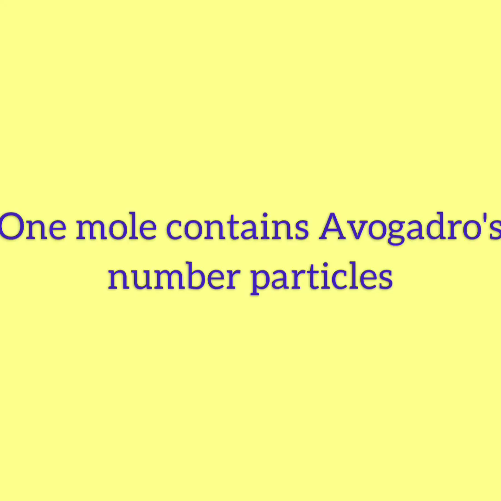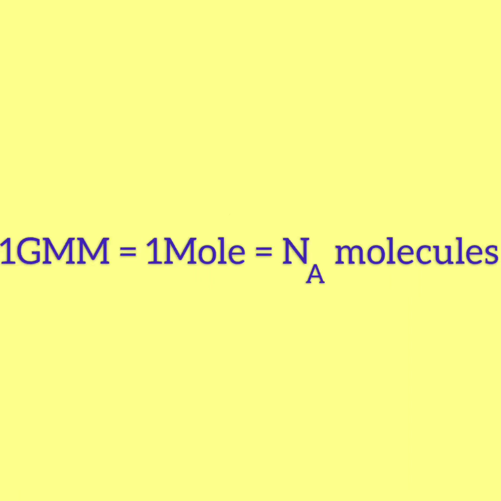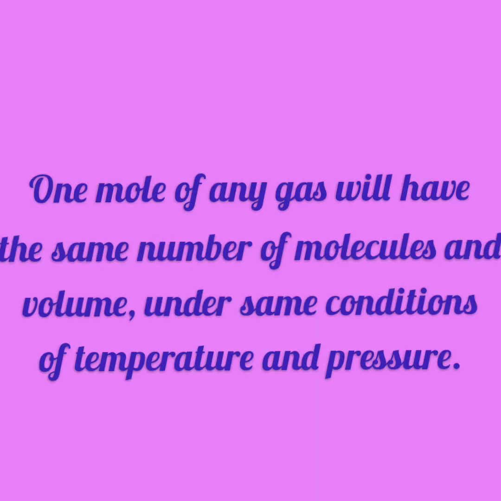Mole is the SI unit which is used to denote the amount of substance which contains Avogadro number of particles. That is, 1 mole of atoms is Avogadro number of atoms and 1 mole of molecules is Avogadro number of molecules. So we can say that 1 GMM is equal to 1 mole, which is equal to 6.022 into 10 raised to 23 molecules, or Avogadro number of molecules. So 1 mole of any gas will contain Avogadro number of molecules, right?